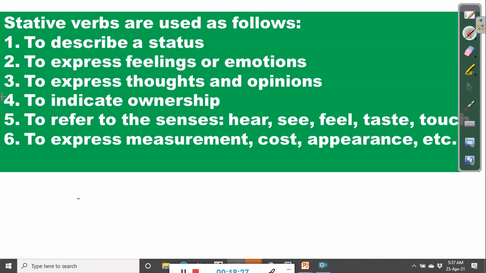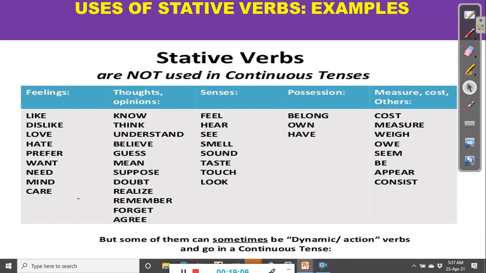So when you express emotions or feelings, then you can use stative verbs. Then to express thoughts and opinions, to indicate ownership, we talked about have, own, all right, possess. Now, number 5, to refer to senses, such as the sense of hearing. You talk of hear, see, feel, taste, touch. All right. Then number 6, to express measurement, cost, appearance, etc. We shall be looking at these uses when we examine the various examples.